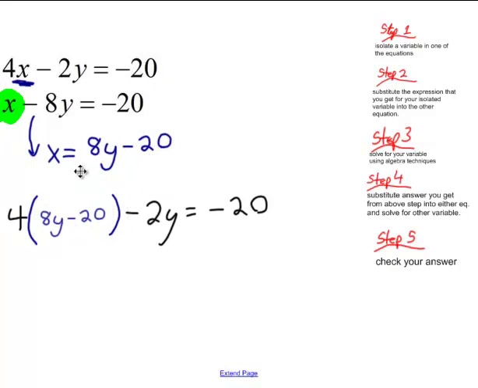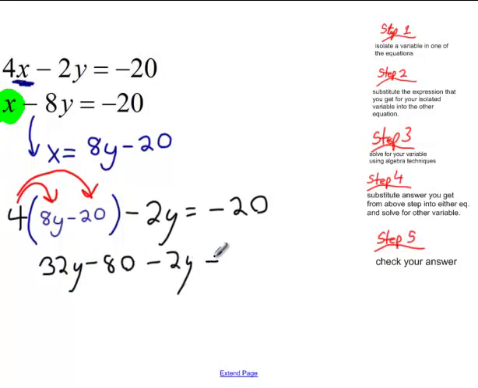Okay, so instead of 4x, I have 4 times 8y minus 20, and the reason we do that is because that gives us an equation with only y's in it, so only one variable, which means I can solve for that variable. So let's go through and we'll distribute the 4 first. We'll come out here and solve for our y. So that gives me 8 times 4, 32y minus 80 minus 2y is equal to negative 20.